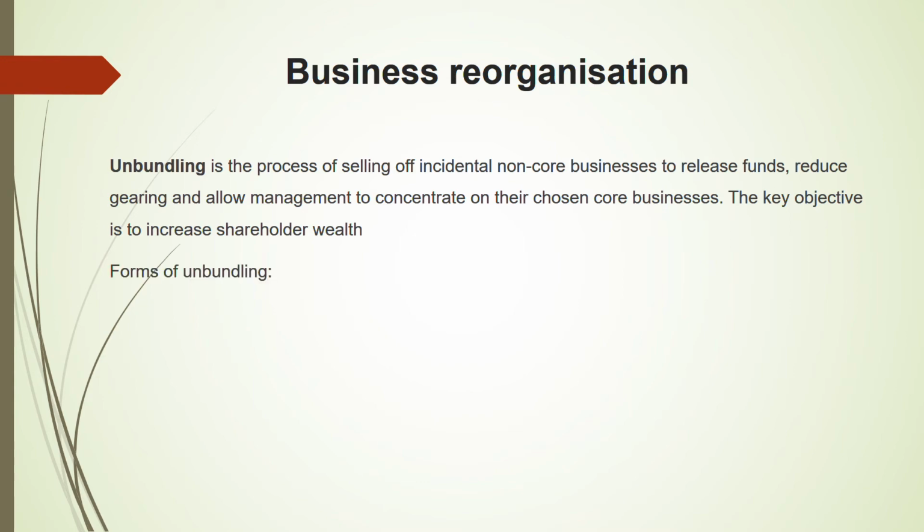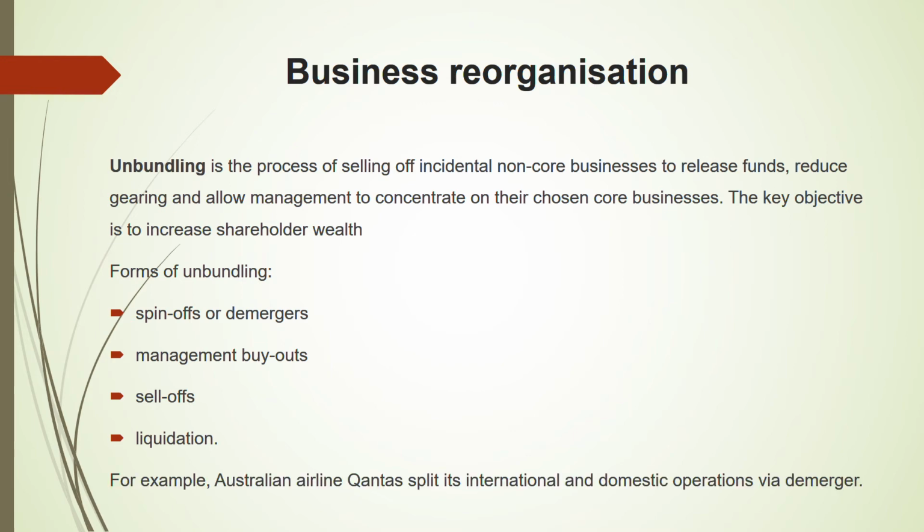So, these are the forms of unbundling: spin off or demerger, management buyout, sell off, liquidation. You must have heard about, especially the management buyout, right? This is very common. We are going to study this management buyout in the next slide. So, one example of business reorganization is what? Australian airline Qantas split into two, international and domestic, via demerger.